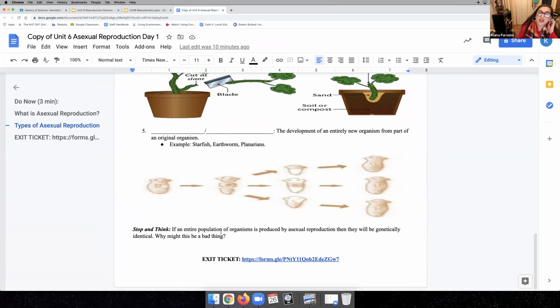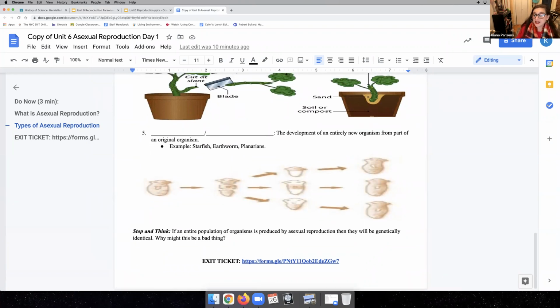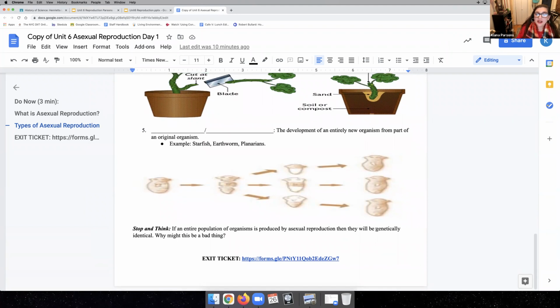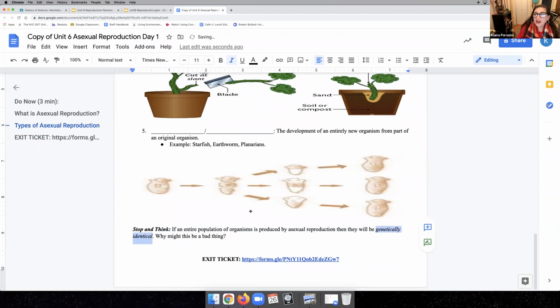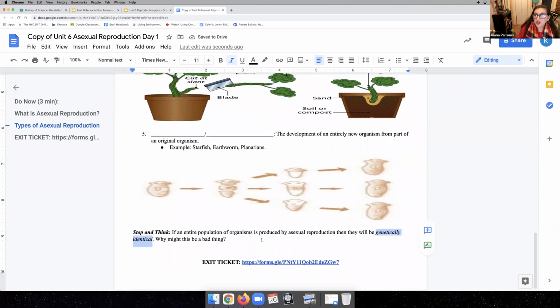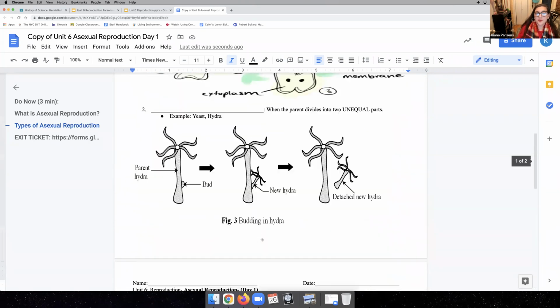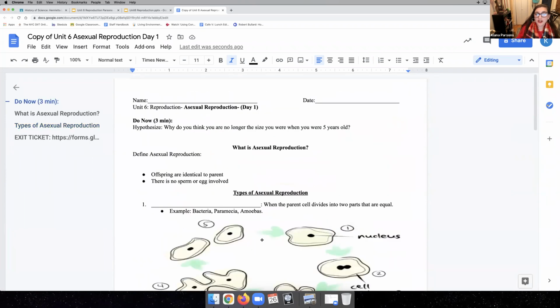And I believe there's one more question for you to answer at the bottom. If an entire population of organisms is produced by asexual reproduction, then they will be genetically identical. Why might it be a bad thing if an entire population has the exact same DNA? It might be vulnerable to the same kind of diseases. There's less genetic diversity. No real wrong answers there, just hypothesize.